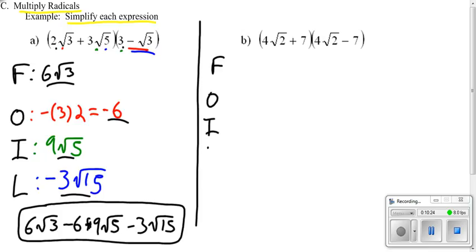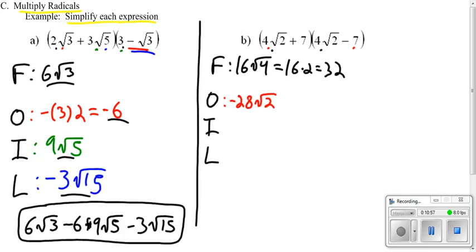So we look at our first, outer, inner, and last. If we look at our first ones, 4 square roots of 2 times 4 square roots of 2 becomes 16 square roots of 4. Well, the square root of 4 is just 2, so it basically becomes 16 times 2, which we know is 32. If we look at our outer terms, we have 4 square roots of 2 times negative 7. Well, the negative comes along for the ride. 7 times 4 is 28, and we still have our square roots of 2.